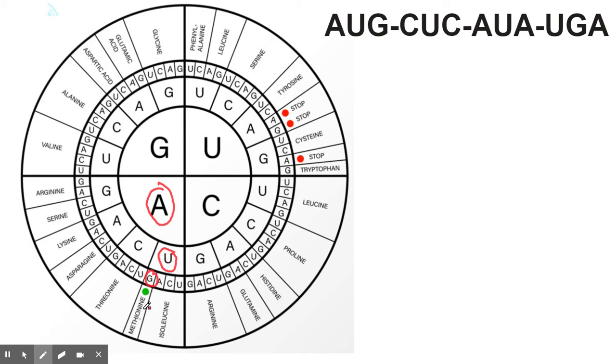So over here, I'm going to have the Met, not the drug, but the amino acid. So then I write it down. The next one says CUC. So I go down over here and circle a C, then a U, and then a C. And this one is a leucine.